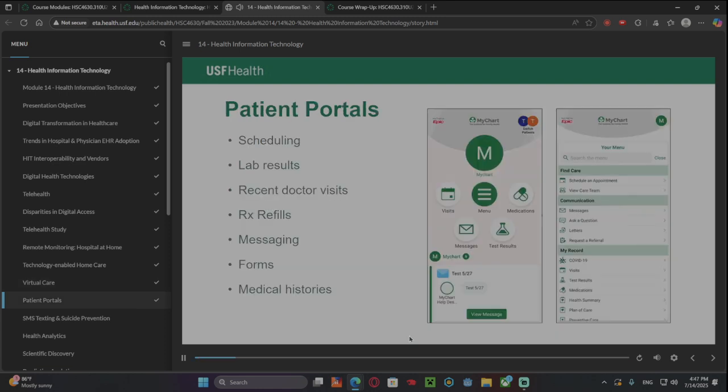Patient portals have become standard of care for all types of healthcare organizations. Patient portals allow patients to schedule appointments, get lab results, view recent doctor's visits, refill medications, send messages to their providers, fill out forms, and collect their medical histories, and much more. Patient portals are expected as a way to access healthcare and to make healthcare more convenient.